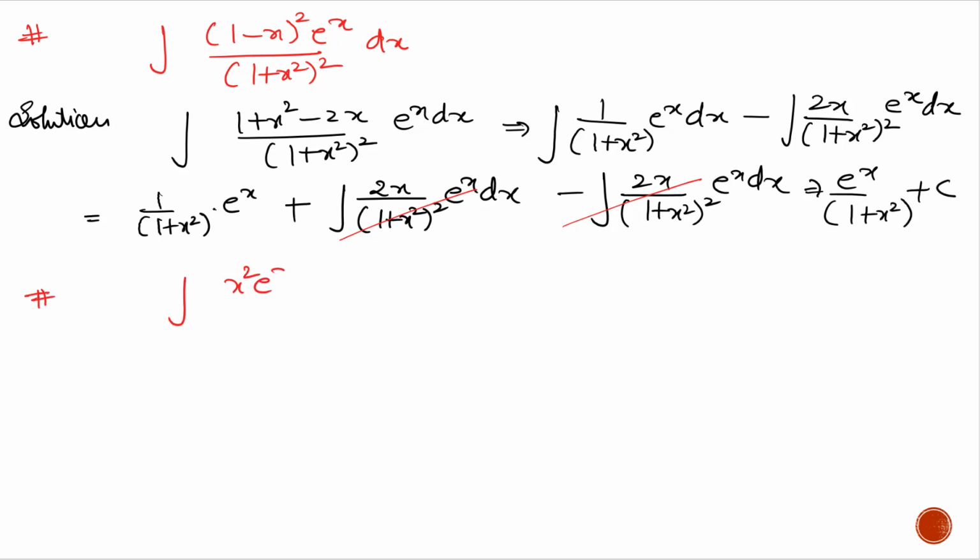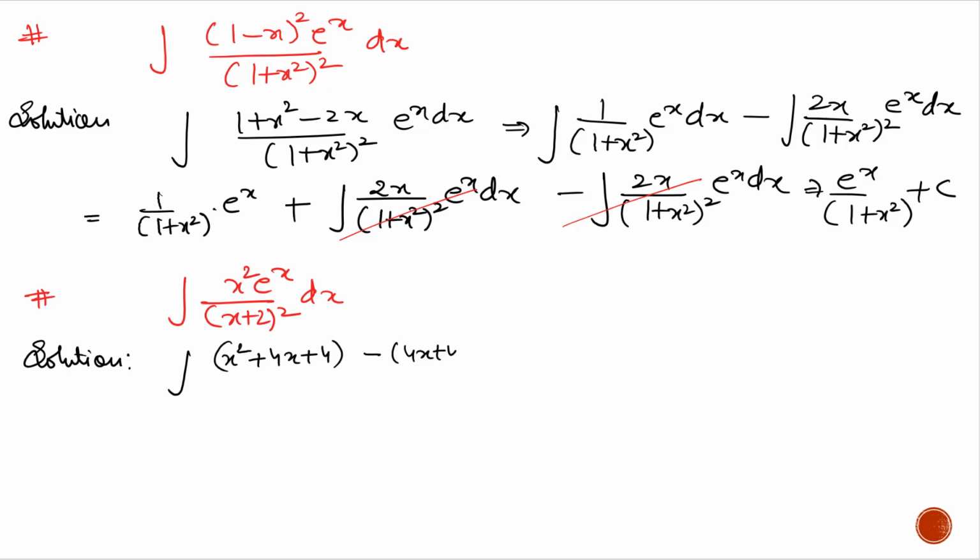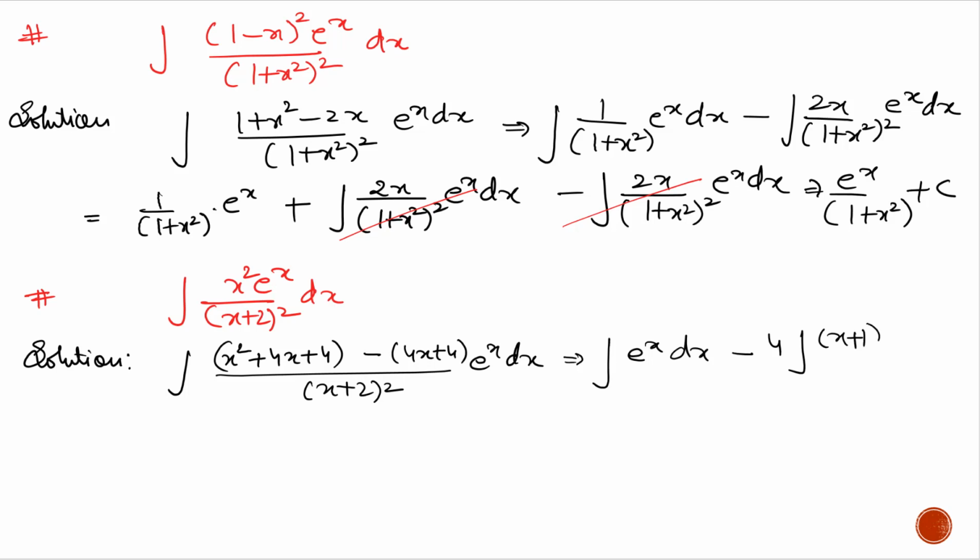Last example, x square e^x divided by (x plus 2) whole square. Now in the numerator we will add 4x plus 4 and subtract 4x plus 4, and the whole multiplied by e raised to power x divided by (x plus 2) whole square. The first part is (x plus 2) whole square divided by (x plus 2) whole square multiplied by e raised to power x. So the answer is only e raised to power x. And the second part minus, take 4 common, (x plus 1) divided by (x plus 2) whole square multiplied by e raised to power x dx.